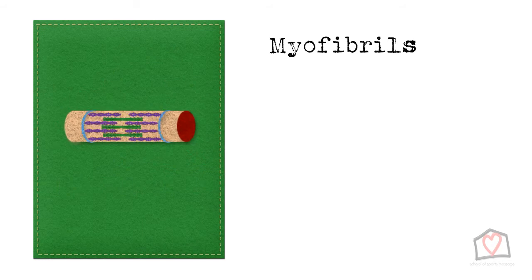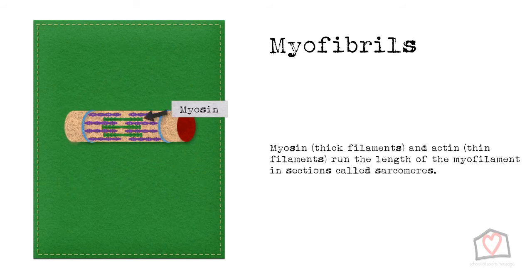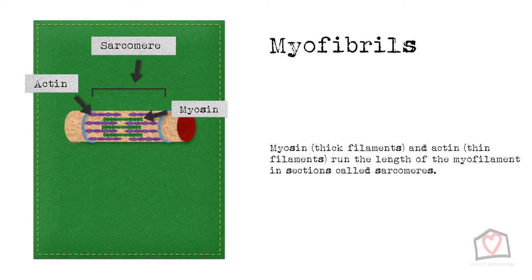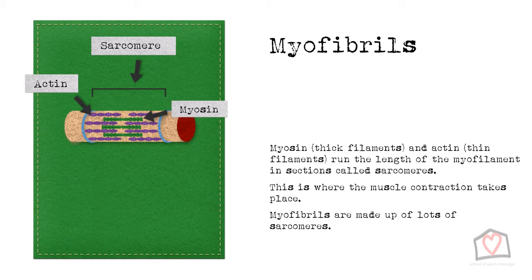Looking at the contractile elements, myosin is also referred to as thick filaments, and actin as thin filaments. These run the length of the myofibrils in sections called sarcomeres. These are the contractile unit of the muscle. The myofibrils are made up of lots of sarcomeres. The actin look like a double twist of pearls and are anchored to each end of the sarcomere at a point called the Z-line. So when the myosin pulls the actin, it pulls the 2 ends of the sarcomere together, creating the contraction.